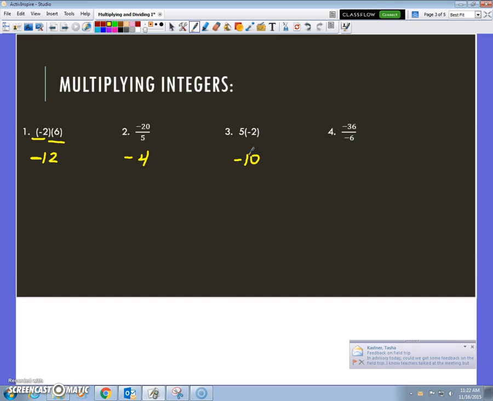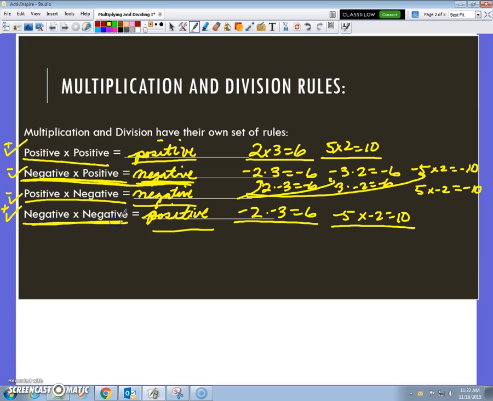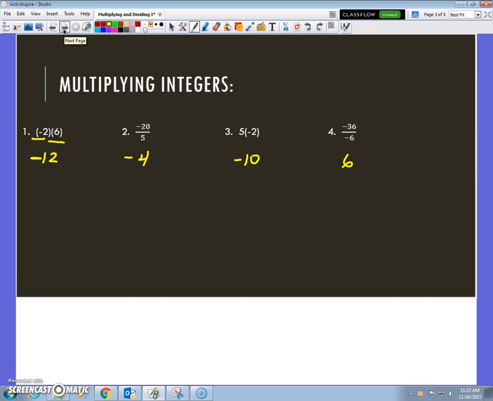And then these are the tricky ones. If you have two negatives and you're dividing two negative numbers, it becomes a positive outcome. 36 divided by 6. We have two negatives or two positives. We're multiplying or dividing, finding the product or quotient. It'll be a positive outcome.